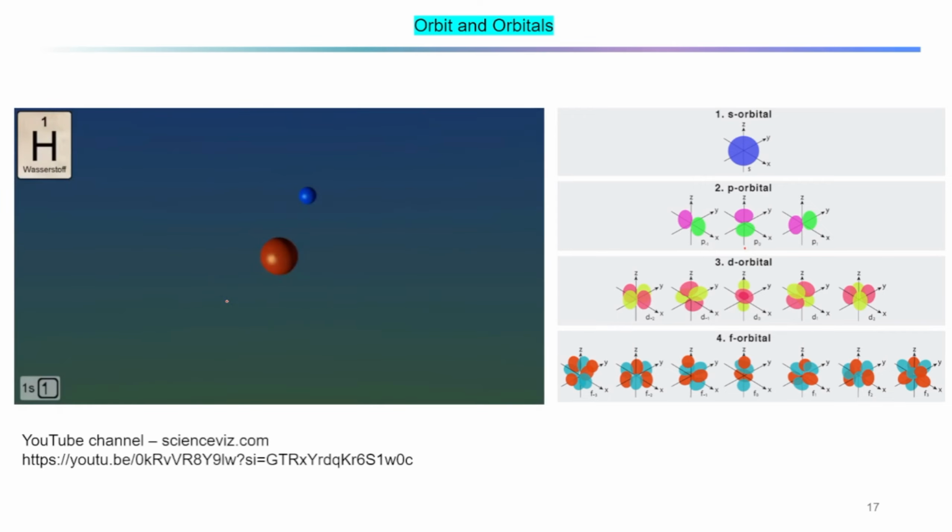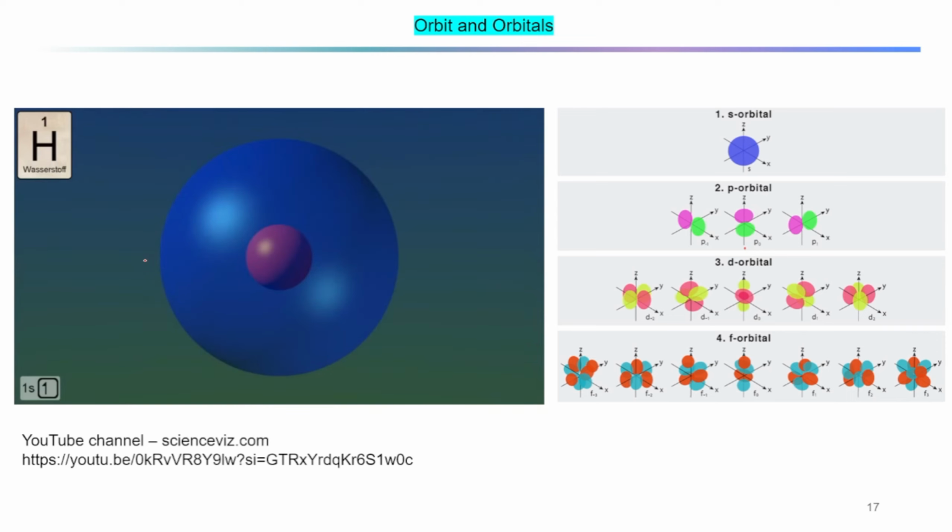Let's see. In the case of 1H, we have one proton and one electron. The electron is circulating around that proton. In the 2D direction, we can see only a circle, but when we see the 3D space, it is actually a sphere, and the electron density is equivalent in the entire sphere. So this is the case of hydrogen, with only one electron.